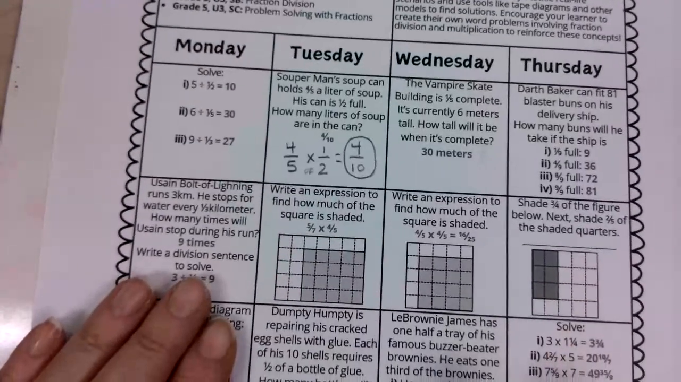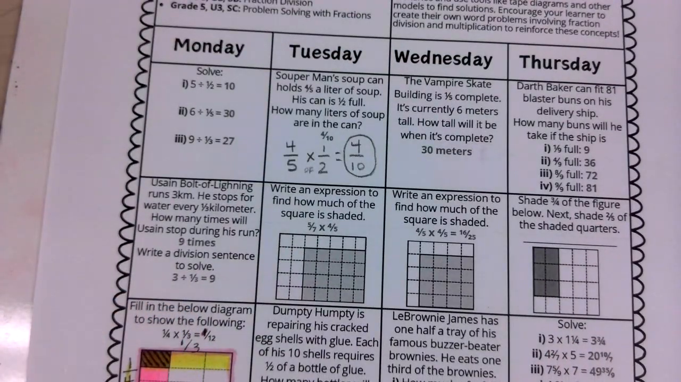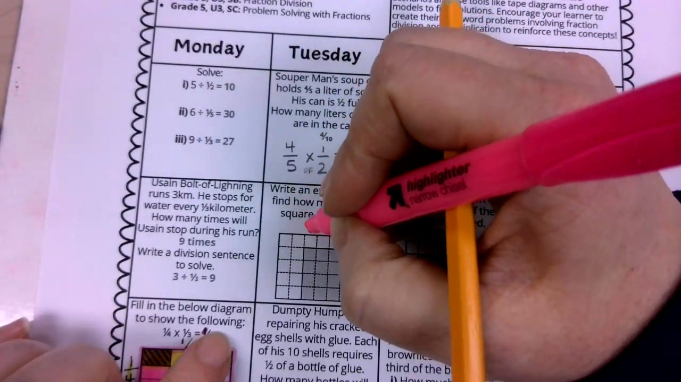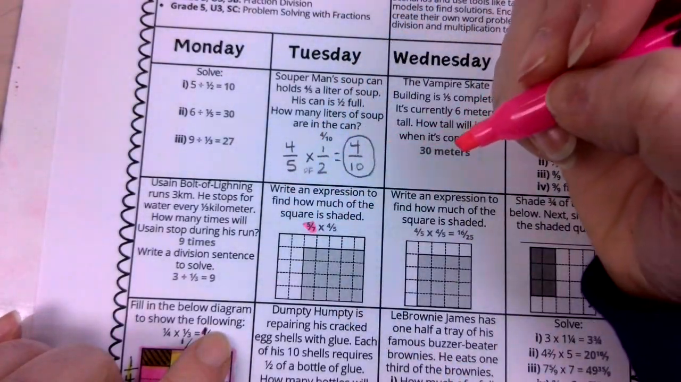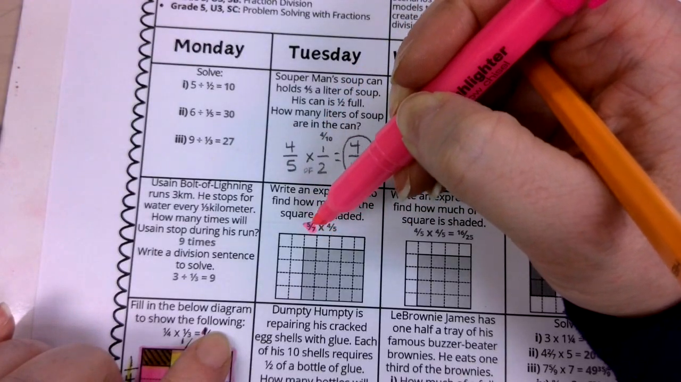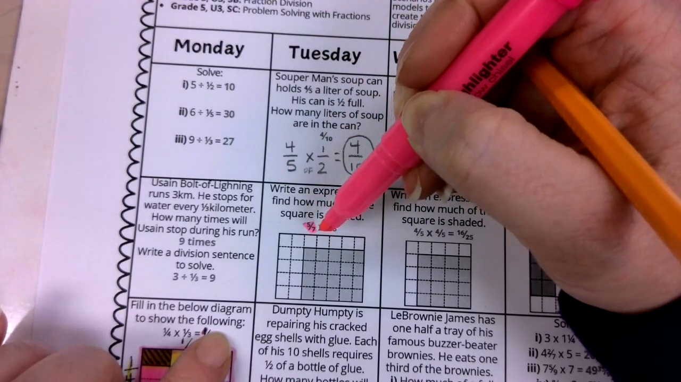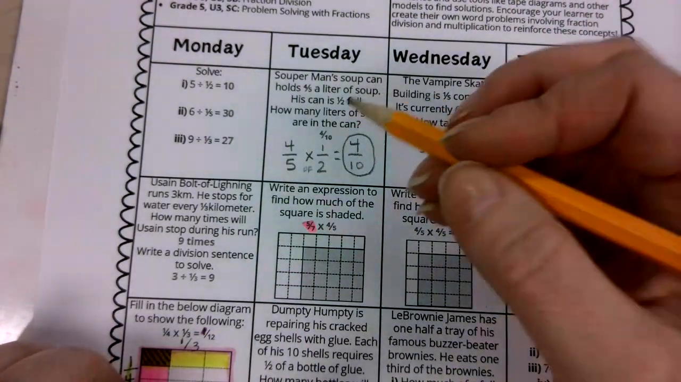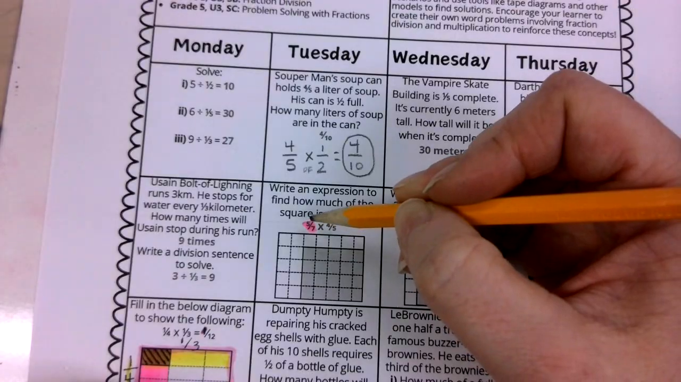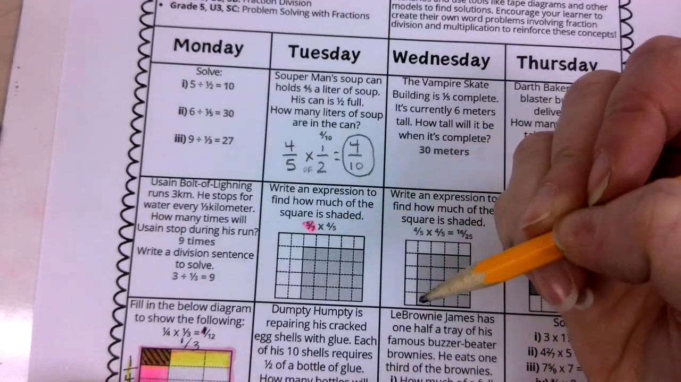Let's go on to number 2. For number 2, we're going to write an expression to match how much the square is shaded. Remember, boys and girls, one way we are going to think about is columns. Here, I need to highlight 5 out of 7 columns. I'm going to highlight 5 of the 7 columns.